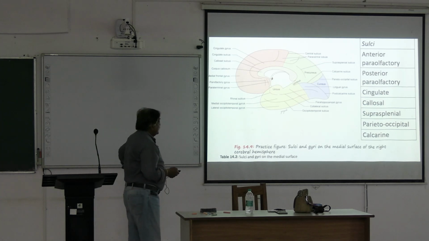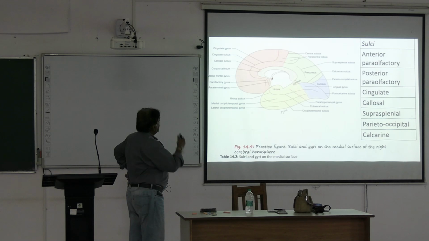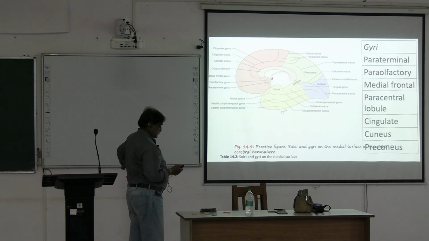And the medial surface of the cerebral hemisphere, this is the medial surface. The sulci: anterior para-olfactory, posterior para-olfactory, cingulate and callosal, suprasplenial, parieto-occipital, and calcarine. Gyri: paraterminal, para-olfactory, medial frontal, paracentral lobule, cingulate, cuneus, precuneus.